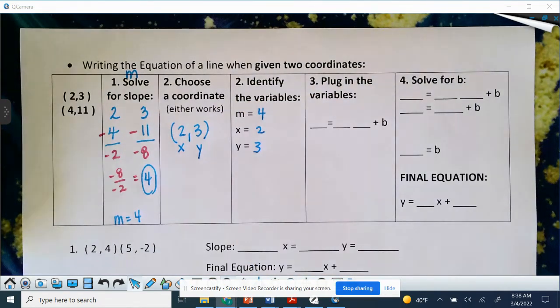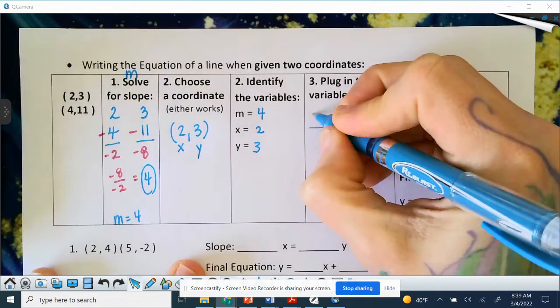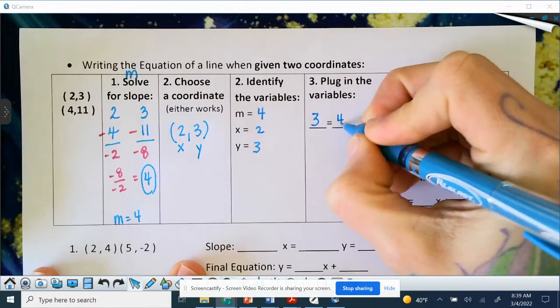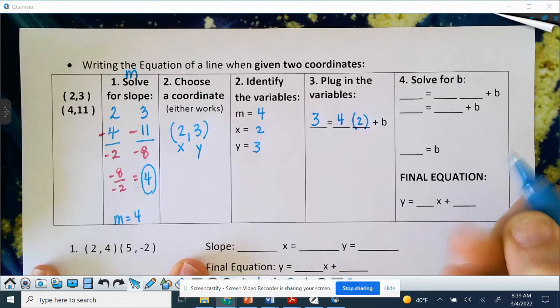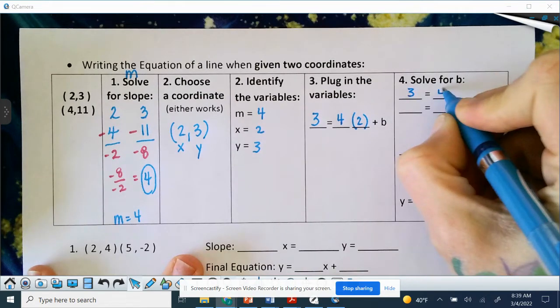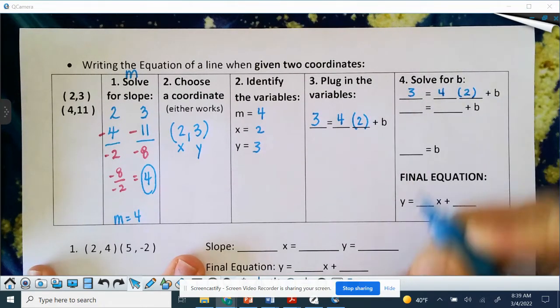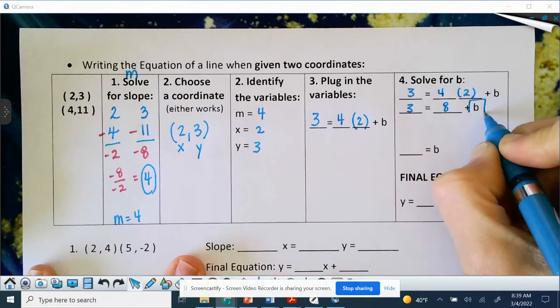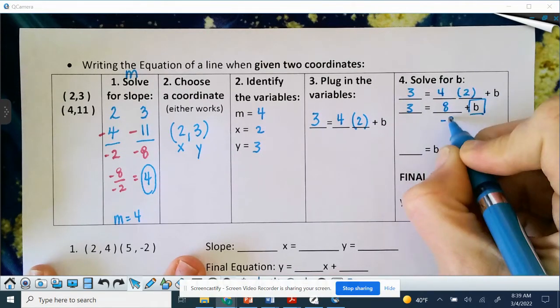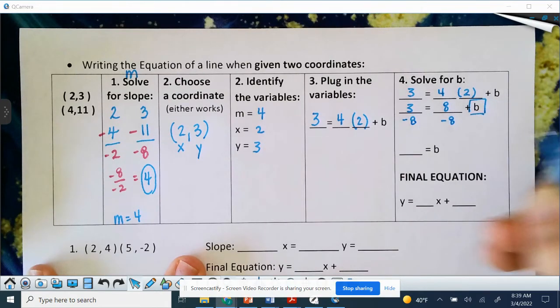So the only added step versus when you're given 1 point and slope, when you have 2 points, you have to solve for slope and then use 1 point. So then you're back to that 1 point and slope idea. So y is 3, m is 4, and then our x is 2. So we're going to solve. So 3 equals 4 times 2. 4 times 2 is 8. So I have 3 equals 8 plus b. I need b by itself. So I'm going to subtract 8 from both sides. And we're going to get a negative 5 for our b value.